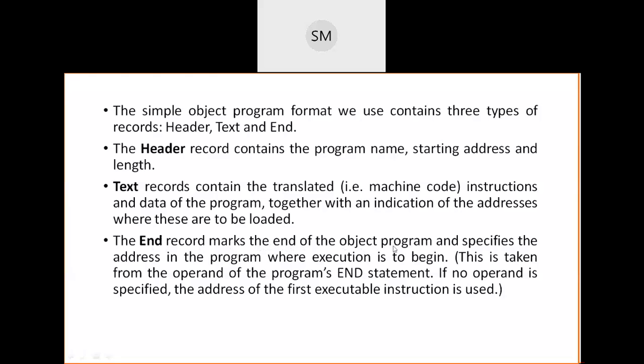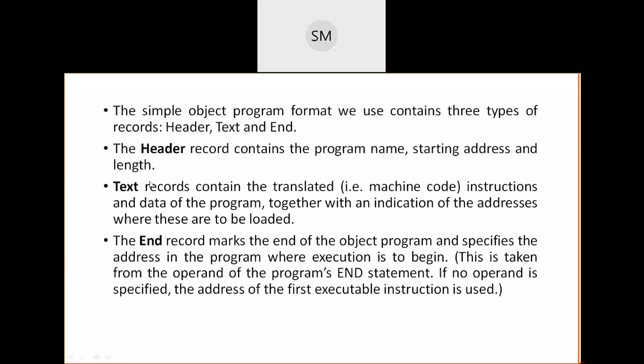And in the end record, what should we write? We should write the end of the object program. It indicates the end of the object program and specifies the address in the program where execution is to begin. In our program, if you observe, END 1000 is there. It means that the program which started at address 1000 is completed. The same thing we should show in our object program also. This is taken from the operand of the program's END statement.